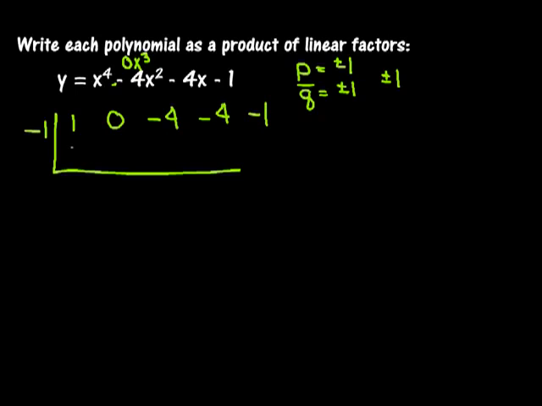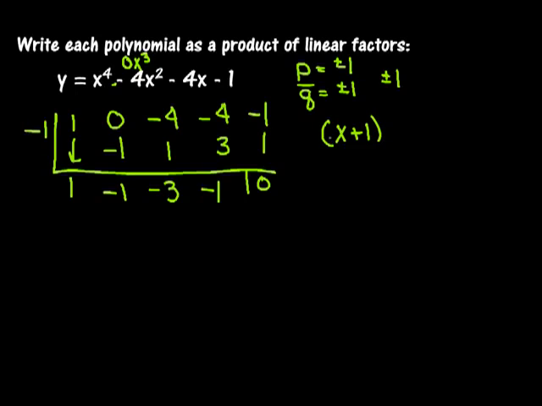I'm going to bring down my 1. Negative 1 times 1 is negative 1. I add down to get negative 1. Negative 1 times negative 1 is 1. Add down to get negative 3. Negative 1 times negative 3 is a positive 3. I add down to get negative 1. Negative 1 times negative 1 is 1, and when I add down, I get my great 0. So I know x plus 1 is one of my linear factors.